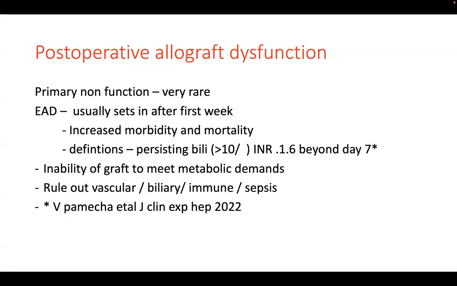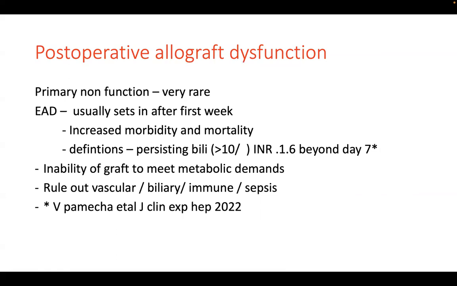Another entity, which we see more commonly in living donor liver transplant, is postoperative allograft dysfunction. Basically, there's primary non-function, that means you put in the liver and the liver doesn't work. The enzymes keep going up to thousands, 5,000, 10,000, and the INR rises, the patient goes into severe encephalopathy and dies. That is very rare in the living donor scenario. But what you see is early allograft dysfunction in the living donor scenario, which usually sets in after the first week.